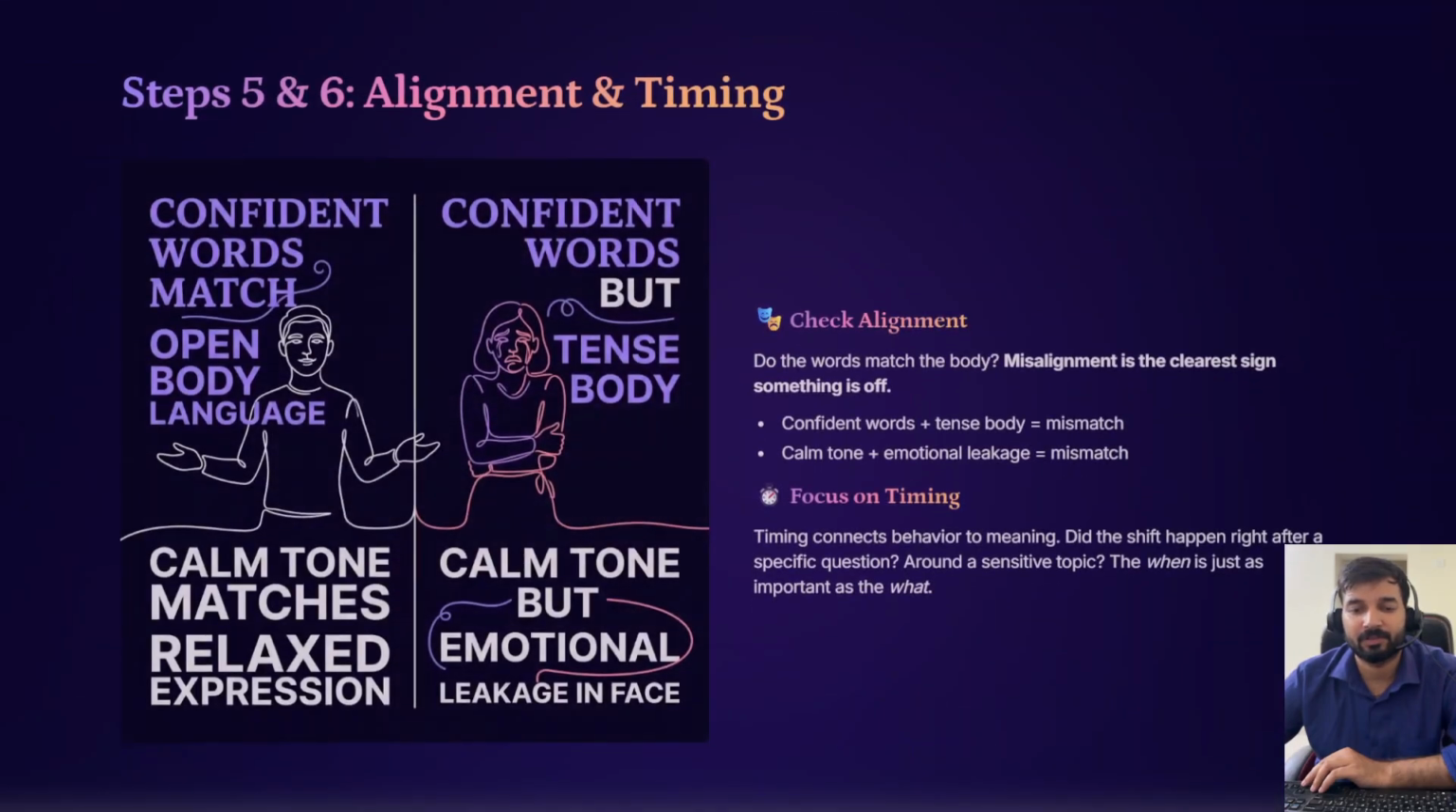Next step is checking alignment. Ask, do words and behavior match? Confident words plus tense body? That is a mismatch. Calm tone plus emotional leakage? That's also a mismatch. Misalignment means something is off. You need to pay some more attention towards it.